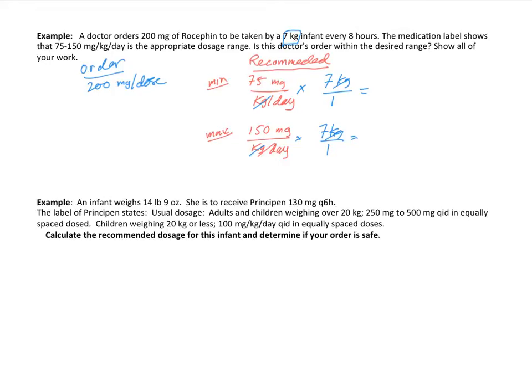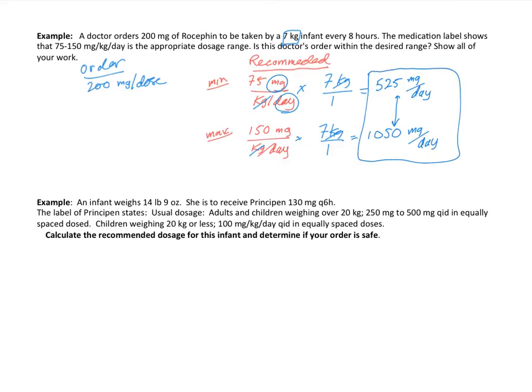When I multiply 75 by 7, I get 525, and this again would be milligrams per day. If I multiply 150 by 7, this will be 1,050 milligrams per day. So we now have a recommended range that is customized for a patient weighing 7 kilograms: 525 milligrams up to 1,050 milligrams every day. The problem is the order. I need to compare the order to this. Is it within the range?